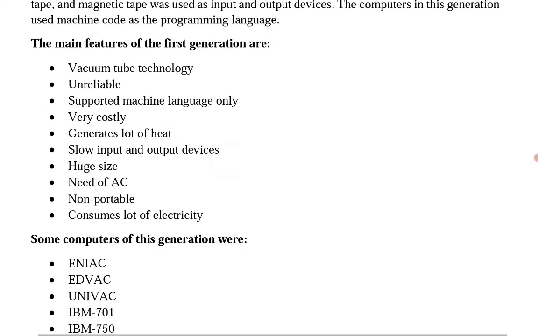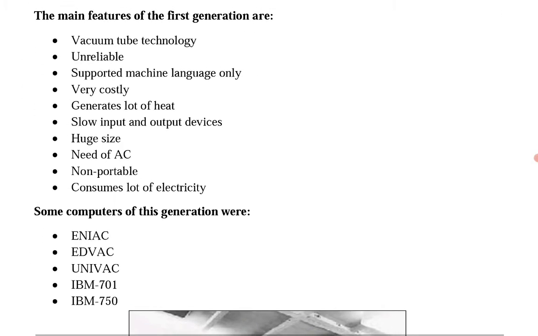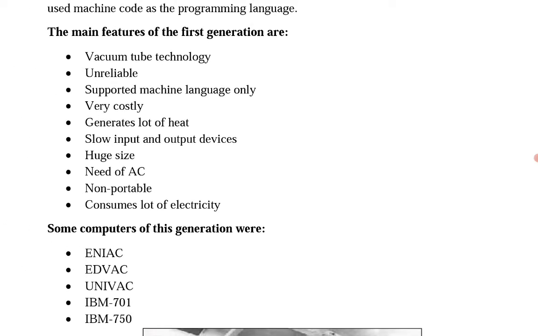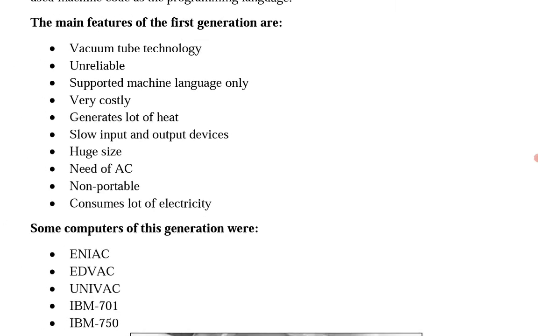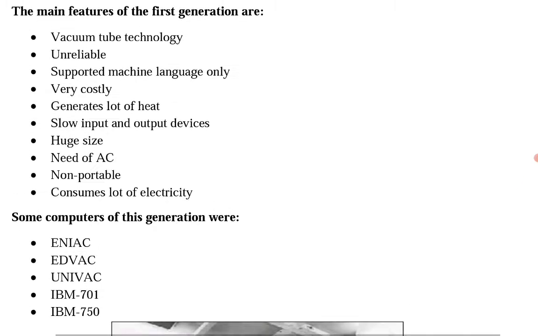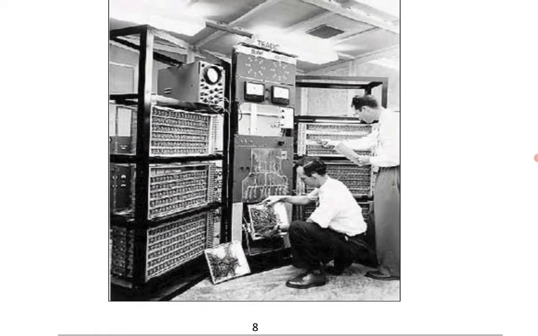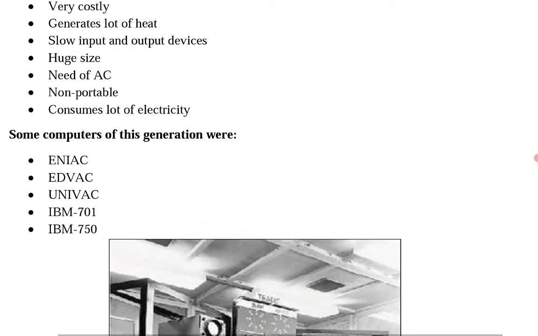So what are the main features of first generation computers? Vacuum tube technologies, unreliable, supported machine language only, and very costly, generates lot of heat, slow input and output devices, huge size, need of AC, non-portable, consumes lot of electricity. Examples are ENIAC, EDVAC, UNIVAC, IBM 701, like that. So this is a picture of the first generation computer.